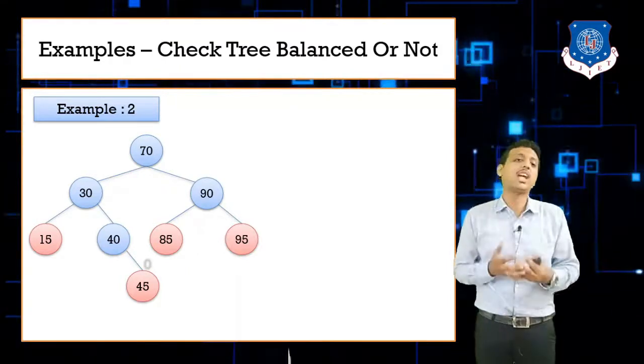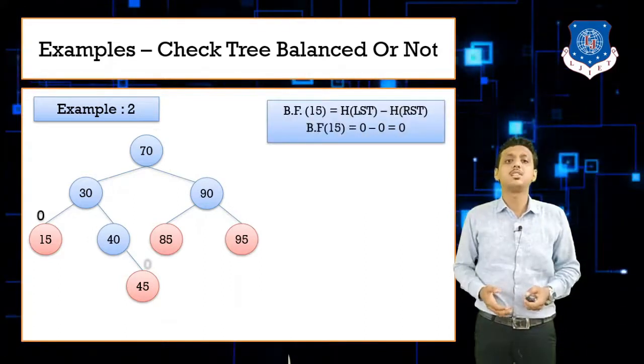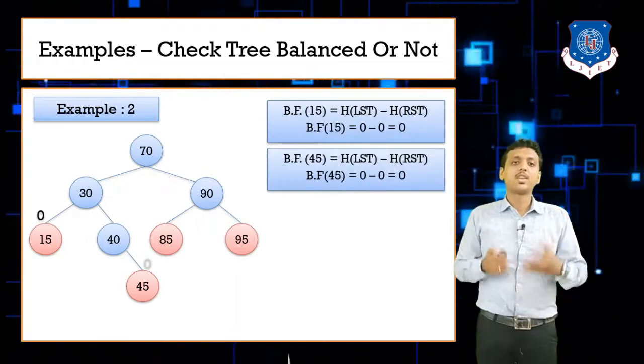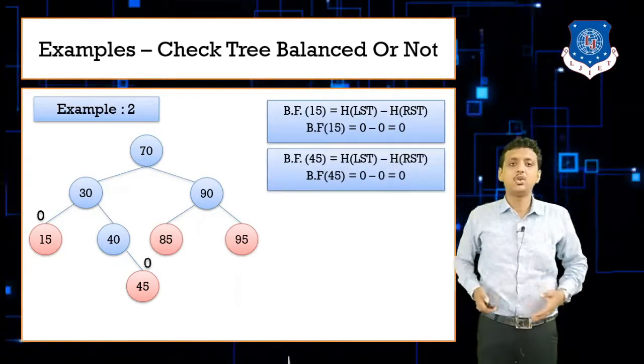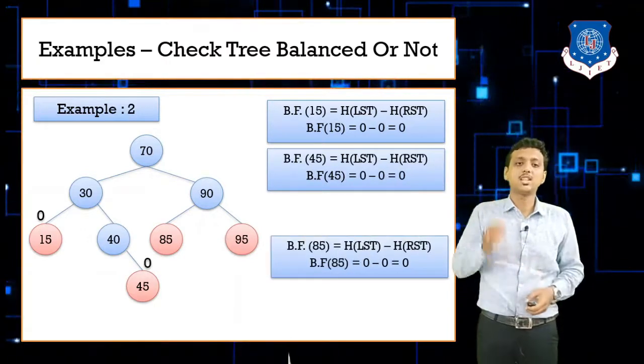So the height of the LST and RST becomes 0. So 0 minus 0 becomes 0 again. So for 15 the balancing factor is 0, for 45 the balancing factor is 0, for 85 the balancing factor is 0, and for 95 the balancing factor is 0.